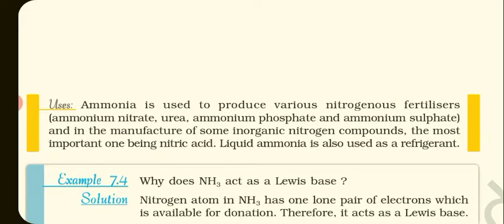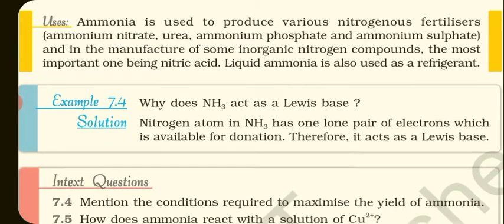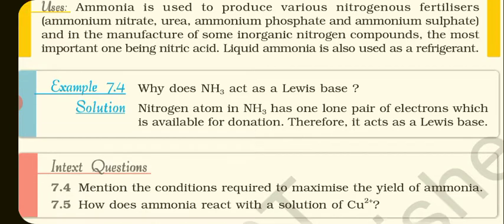Now, uses of ammonia. Ammonia is used to produce various nitrogenous fertilizers like ammonium nitrate, urea, ammonium phosphate and ammonium sulfate, and in the manufacturing of some inorganic nitrogenous compounds, the most important being nitric acid. Liquid ammonia is also used as a refrigerant.